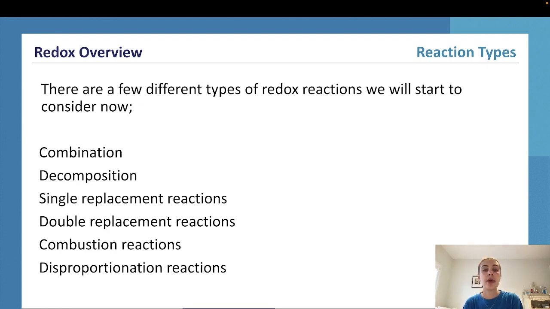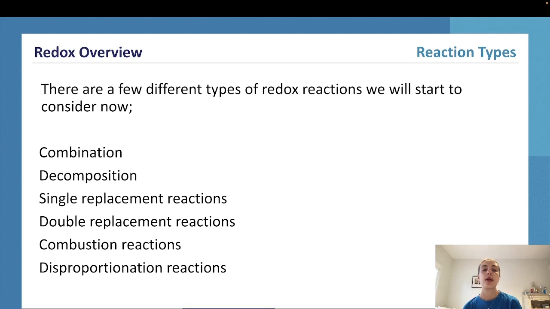So there's quite a number of different redox reactions which we need to consider. So we've got our combination reactions, our decomposition reactions, single replacement or single displacement reactions, double replacement or double displacement reactions, combustion reactions, and disproportionation reactions. So you've probably come across most of these, if not all, throughout your chemistry journey so far.